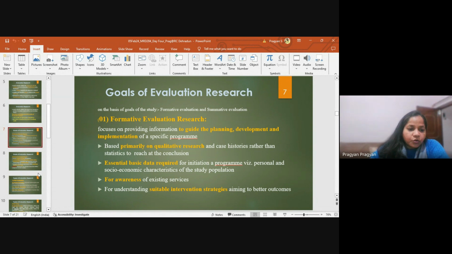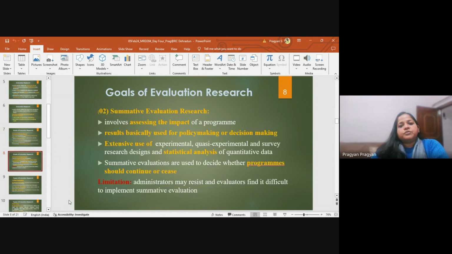But in case of summative evaluation research, because you are supposed to conduct the whole inquiry in terms of proving right or wrong, measuring success or failure, you would need statistical tools, quantitative research methods. That means the whole methodology can also be distinguished in terms of formative evaluation research or summative evaluation research.